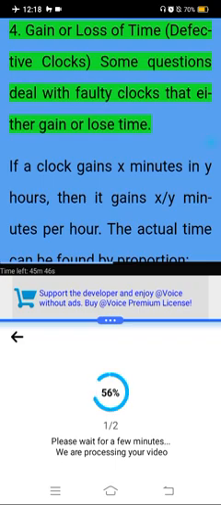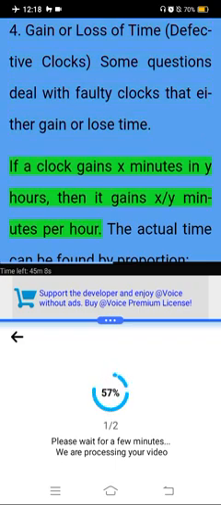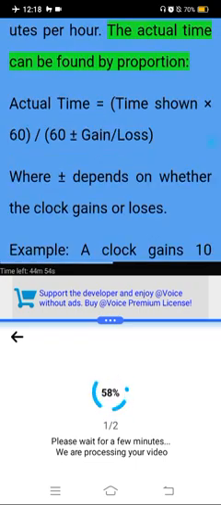4. Gain or loss of time, defective clocks. Some questions deal with faulty clocks that either gain or lose time. If a clock gains x minutes in y hours, then it gains x/y minutes per hour. The actual time can be found by proportion. Actual time = time shown × 60/(60 ± gain/loss), where plus or minus depends on whether the clock gains or loses.